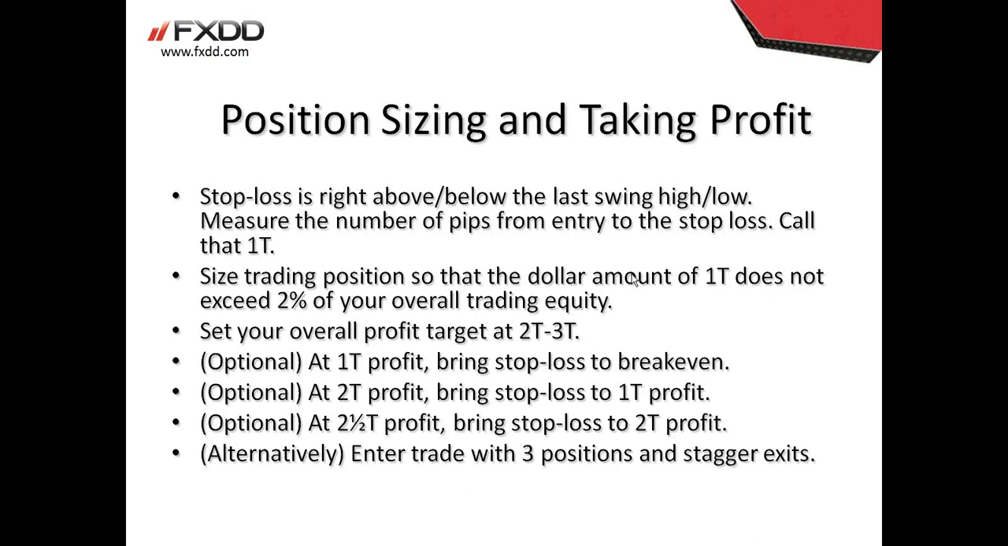Now, another way to do it is to enter a trade with smaller positions and stagger your exits. So let's say price goes in your favor. Once it goes to one times your original risk, you can take off a third of the position. Once it goes to two times your original risk, you could take profit on the second position. And then maybe you could run the third position for three times your risk. Okay. So if you have any questions about that, please let me know. So that's how we size our positions and take our profits.